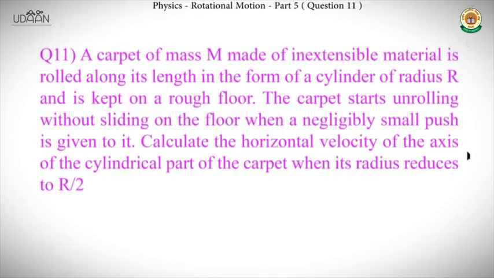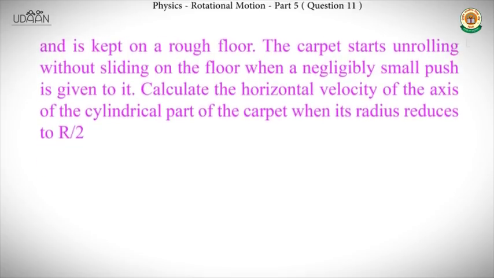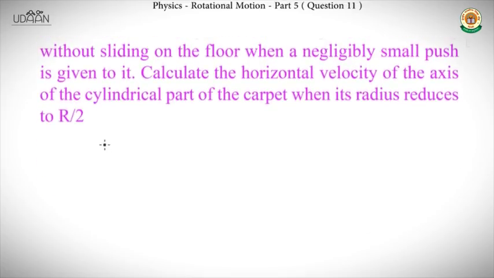So now here in this problem, we don't know anything, like no forces, no torque, anything. Let's sketch the problem first. Here we have been given an initial condition where a carpet is kept and its radius is say r, and now it has started to unroll. We have given a small push. As time proceeds, it will unroll and form something like this. And in the final situation it says that now it has reduced to r by 2.